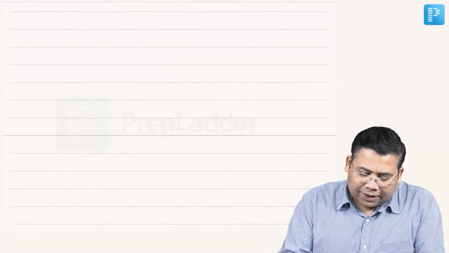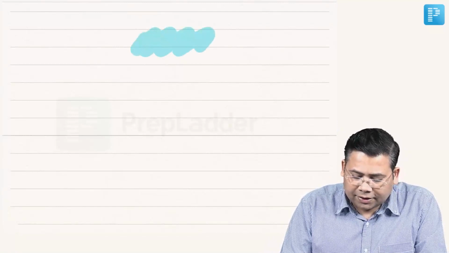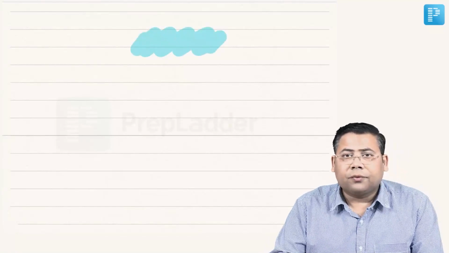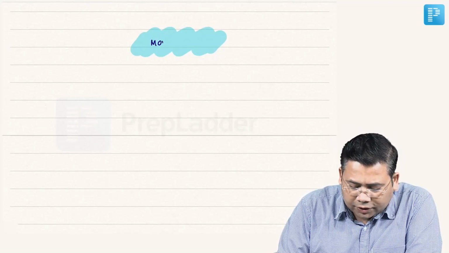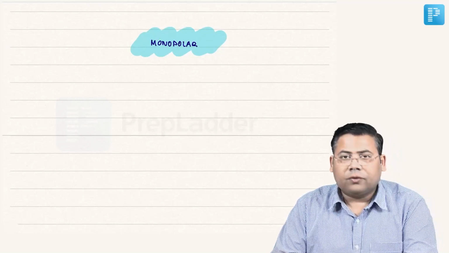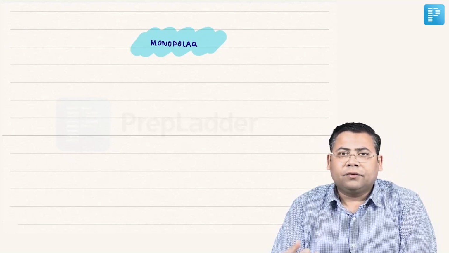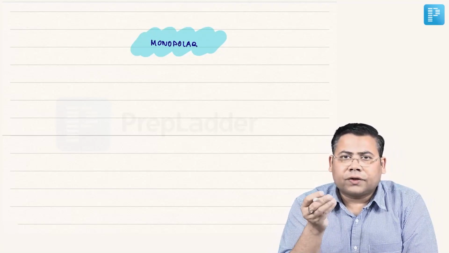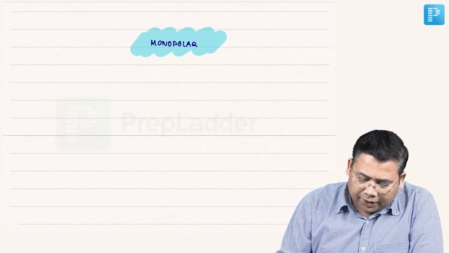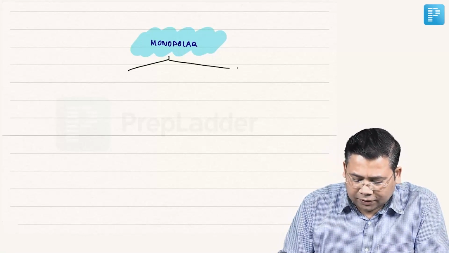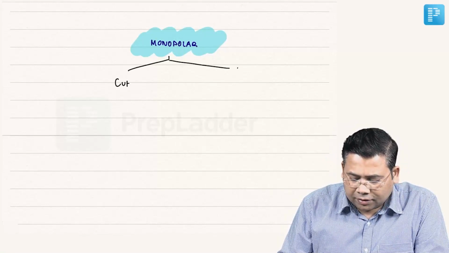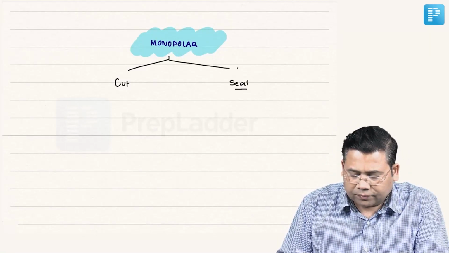Before understanding this, let us understand how a monopolar electrosurgical unit works. So when we talk about monopolar electrosurgical unit, one very important thing that we all have to understand is that it works on the principle of fluctuation of current and voltage. And it can give you the cut as well as the power of seal. So cut and seal, both effects can be seen.